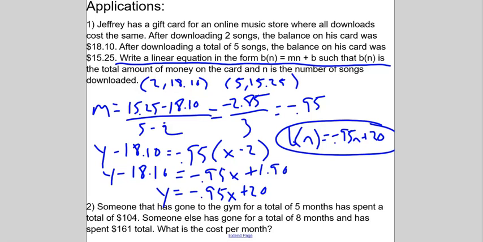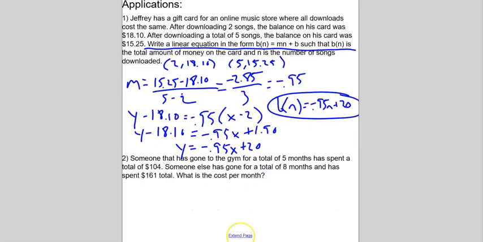Okay, this next one, someone has gone to the gym a total of 5 months and spent a total of $104. Someone else has gone for a total of 8 months, and they spent $161 total. What was the cost per month? Okay, so we can answer this using what we know. They're given total 5 months, spent a total of $104. So that's kind of like an x and y value. So we can say that that's (5, 104). And then we also have a data point of (8, 161).